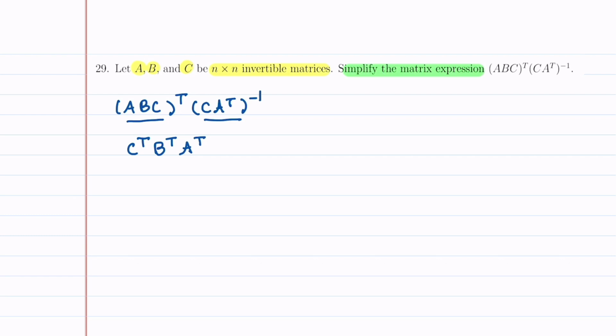And then when you take the inverse of a product, you do the same thing. You have to switch the order of the matrices. So this becomes A transpose inverse times C inverse.